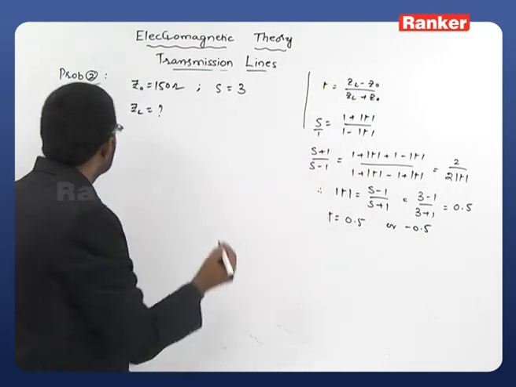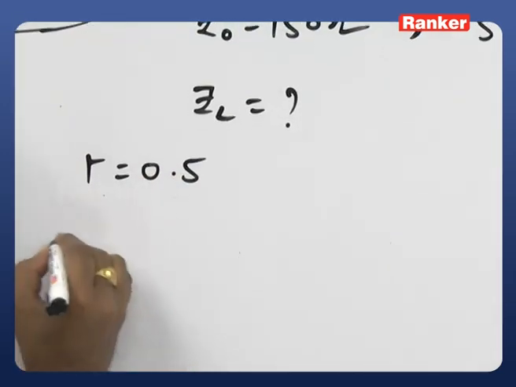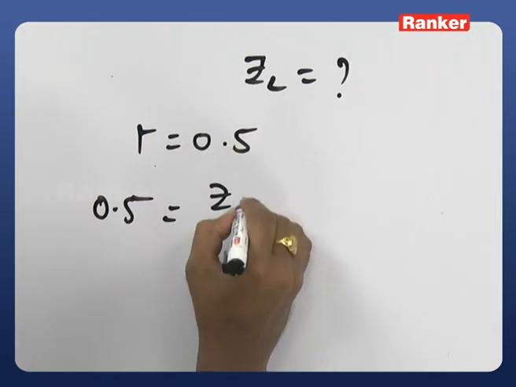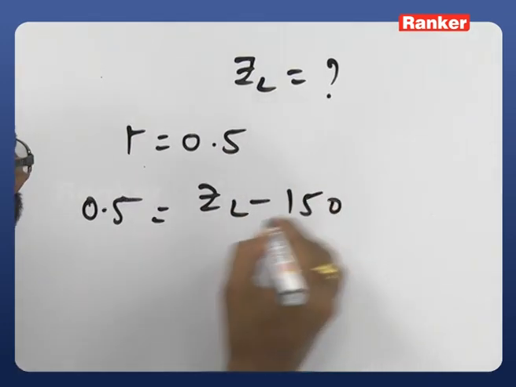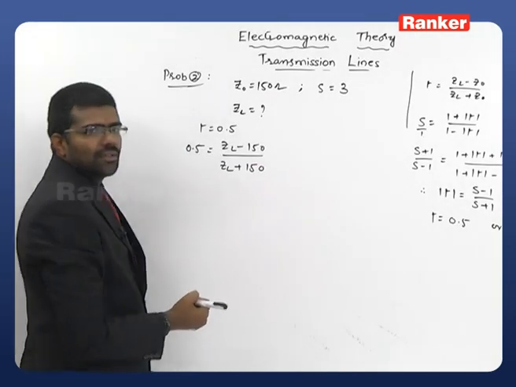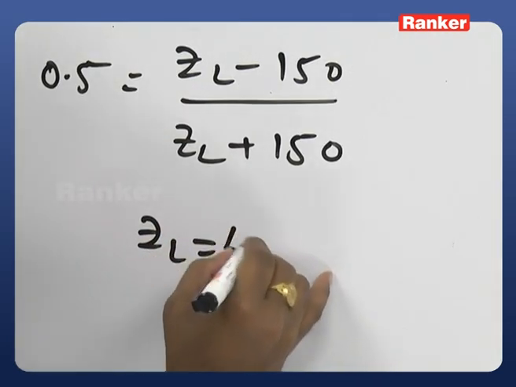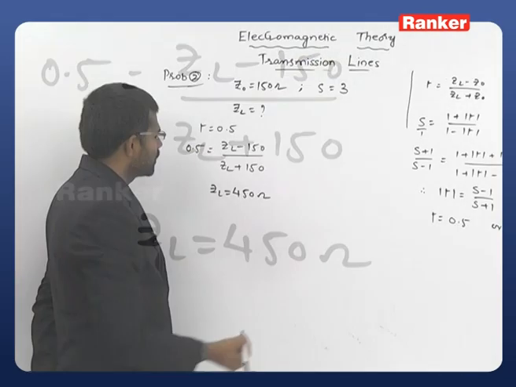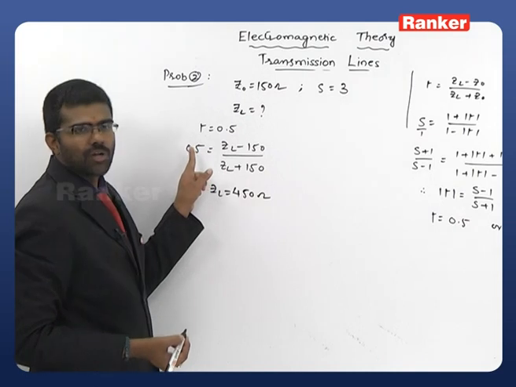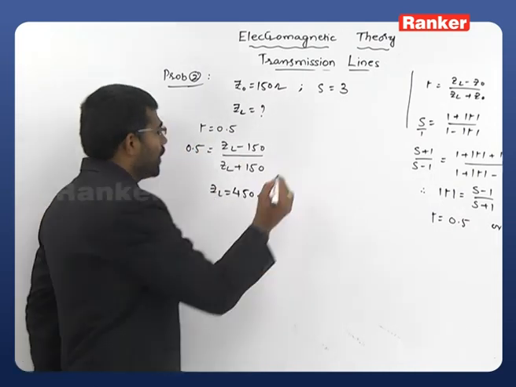Why will we consider these two? For gamma equal to 0.5, initially I am considering 0.5 is equal to, what is the formula for gamma? ZL minus, what is Z0? 150, divided by ZL plus 150. Right? So simply you can observe that this ZL is equal to 450 ohms. So if you substitute 450 here, 450 minus 150 is 300, divided by 600, which is 0.5. This is the positive value that we will get if we consider 0.5.